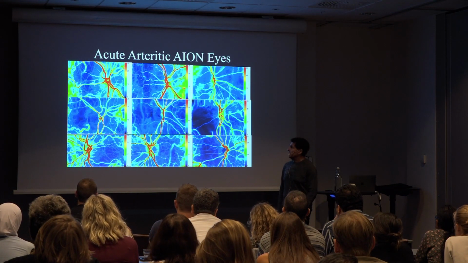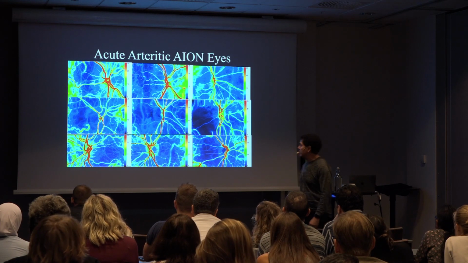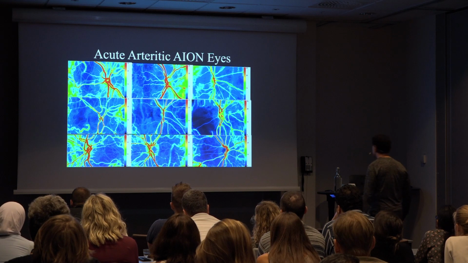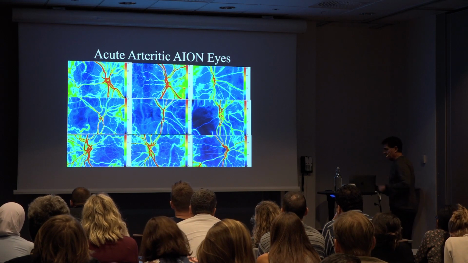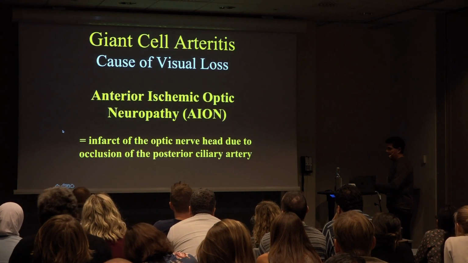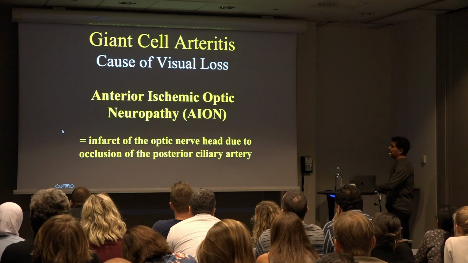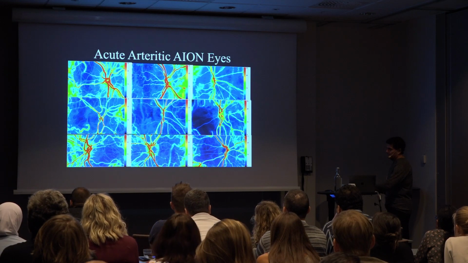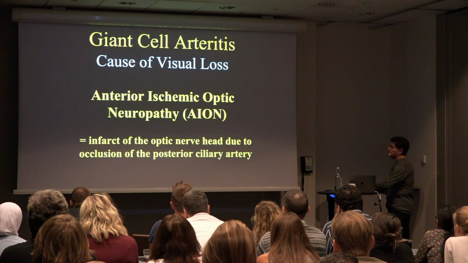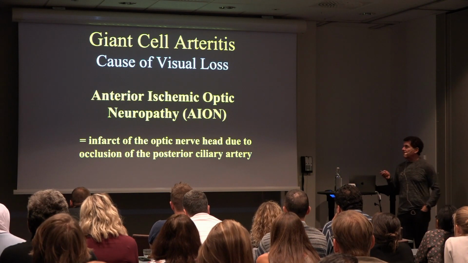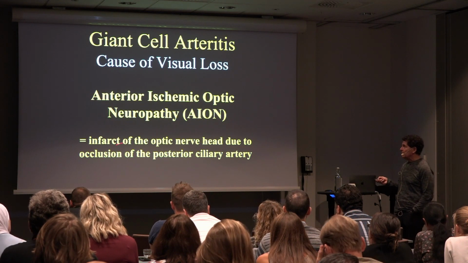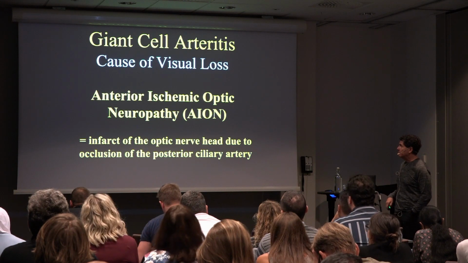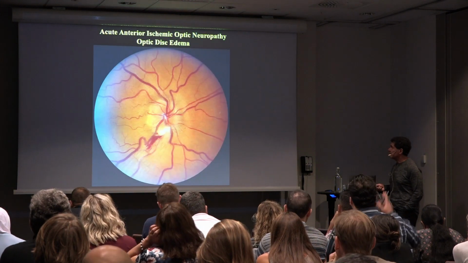And here's 9 cases where you can see blue is low flow. So these are arteritic AIONs. You see this massive decrease in blood flow to the choroid. And so remember that in the case of arteritic, this is an actual infarct of the optic nerve head due to occlusion of one or more posterior ciliary arteries.